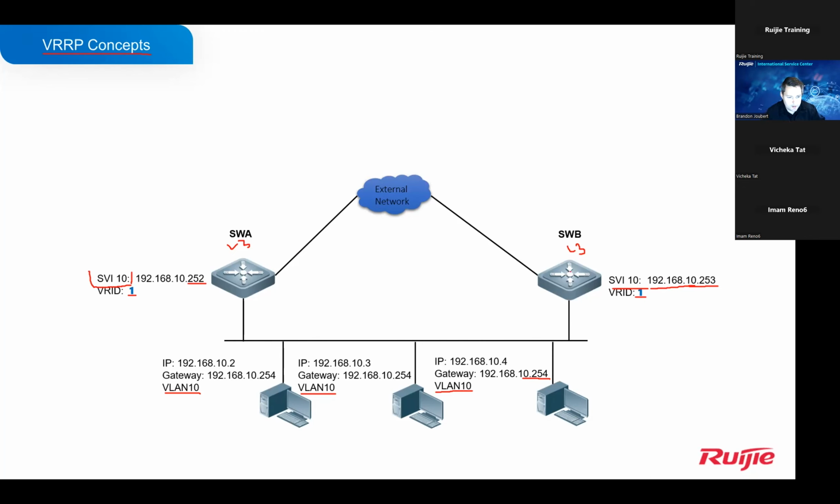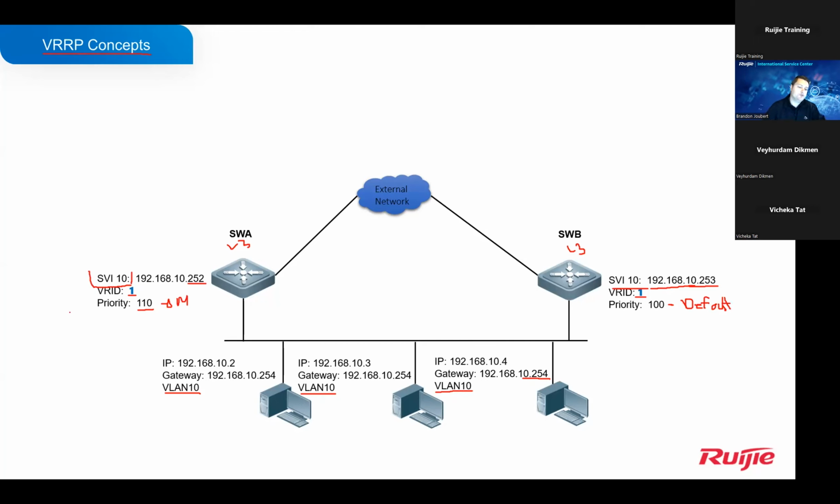The highest priority will become the master device. Right, so it will become the master device of the network. And then the default priority value is 100. So this is the default priority value, as you can see on this side here.